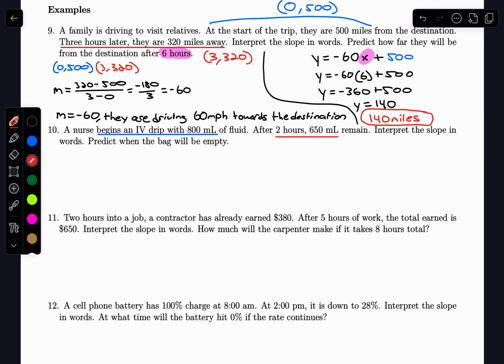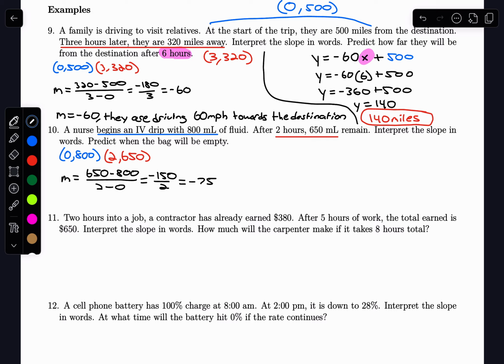So just like the previous problem, we're going to let our x value be the number of hours, and our y value in this case is going to be the number of milliliters remaining. So our first point will be after 0 hours, there's 800 milliliters. And our second point is that after 2 hours, there's 650 milliliters. Okay, we can use that to find slope real quick, where m is going to be equal to 650 minus 800 over 2 minus 0. This comes out to negative 150 over 2, which is negative 75.